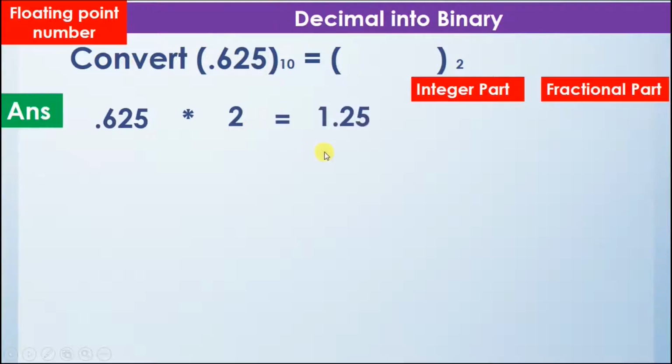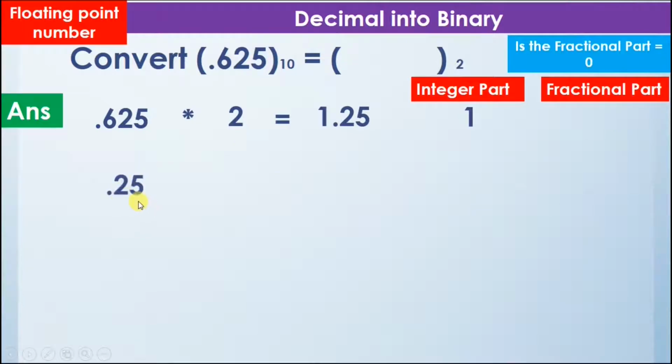So now we get the answer 1.25. Once we get the answer, we will write the integer part here and the fractional part here. So the integer part is 1, so we write 1 here, and the fractional part is 0.25, so we write 0.25 here. And now we will check if the fractional part is equal to 0. If the fractional part is equal to 0, we will stop the procedure. Alright, so here as we can see, the fractional part is not equal to 0.